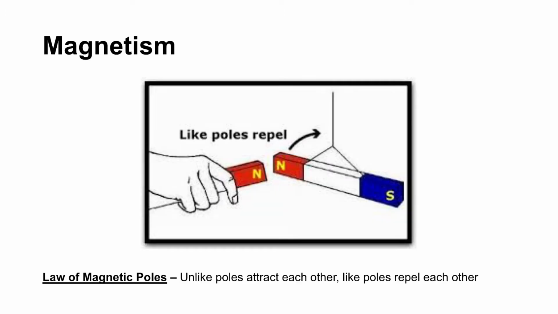Now there's a law of magnets, just like there's a law of charges. And it's very similar in that unlike poles, south and north, attract each other. Like poles repel each other. So here you see two north poles. They would repel each other. If that south pole swung around and came close to the north pole in the hand, then it would be attracted. This is the law of magnets, or law of magnetic poles.